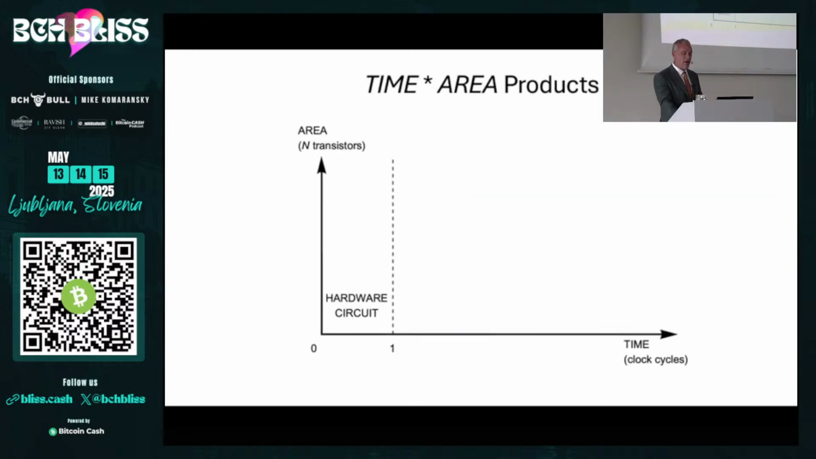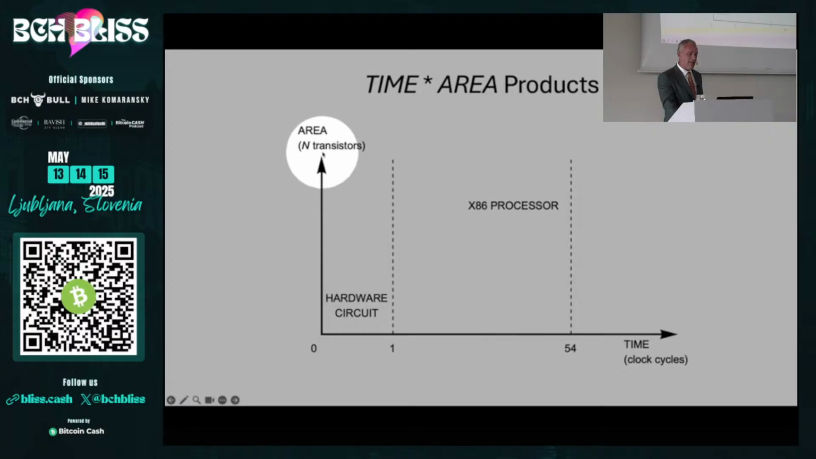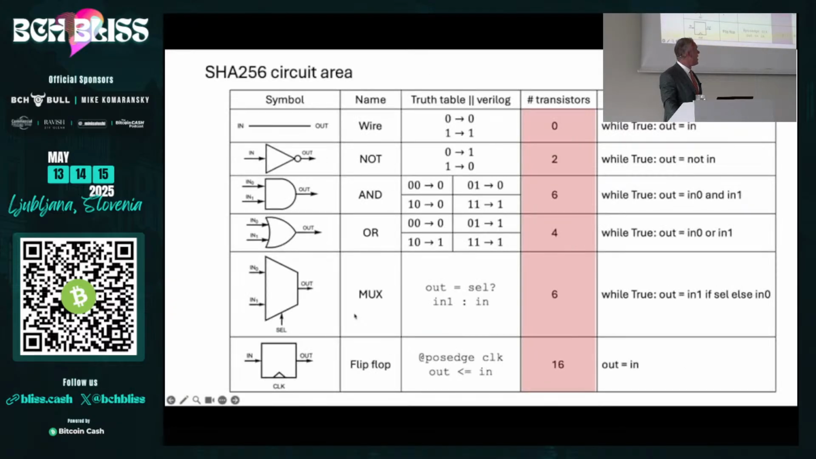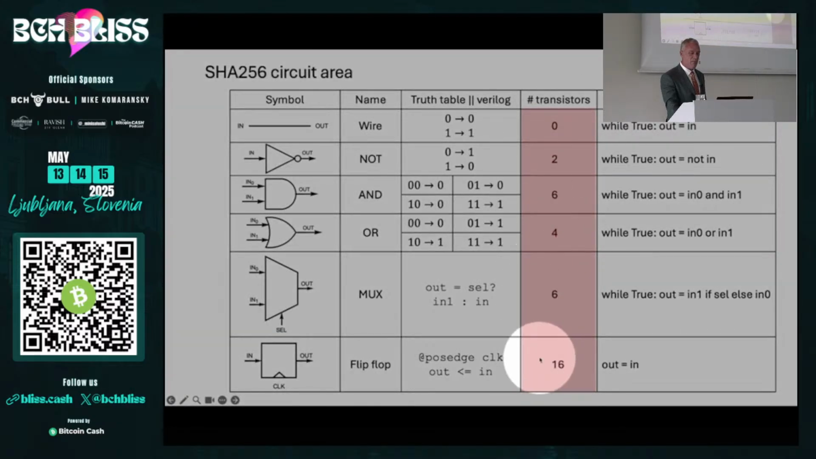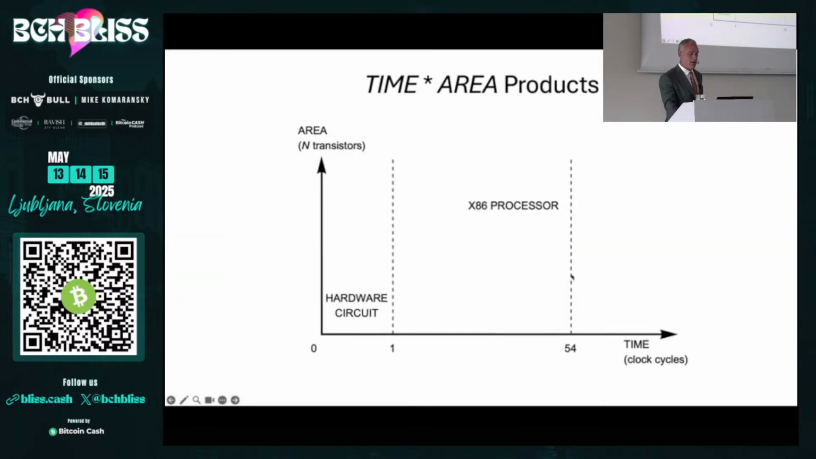So come back to this diagram. In software, it takes 54 clock cycles, so we put a line here at 54. Now let's look at this axis, number of transistors. How many transistors does it take to build that hardware circuit for SHA-256? Well, on my diagram, I had a number of transistors column. An AND gate, for instance, takes 6 transistors per bit. A flip-flop takes 16 transistors per bit. Those registers are 32 bits, so 32 times 16, and we have 8 of them. So you can add up all the transistors in that SHA-256 circuit, and it's about 20,000.